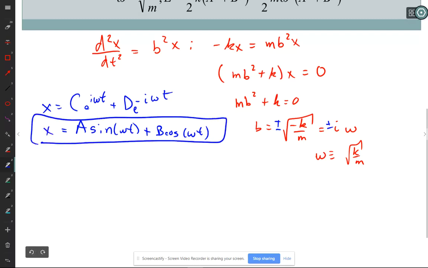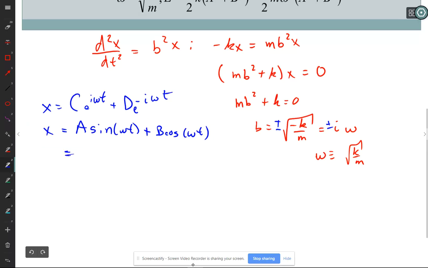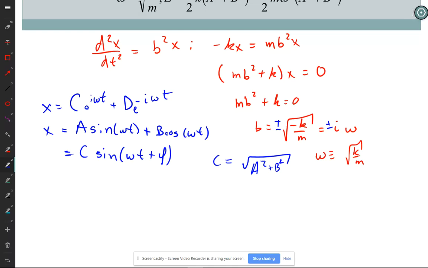Another way of writing this would be c sine of omega t plus phi, where c is the square root of a squared plus b squared. That's probably the easiest way to deal with a wave, right? You just have one sinusoidal function instead of two, and then you have a phase angle. So that's the solution that we get for the simple harmonic oscillator.